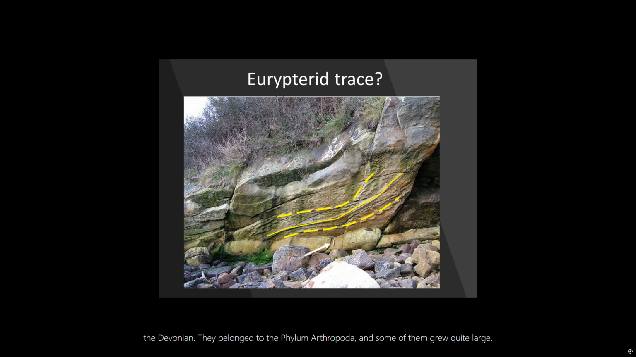This photo is highlighting a probable Eurypterid trace. The dashed lines show where the feet made impressions, and the solid yellow line is where the tail dragged along the sediment surface. For a size comparison, the white arrow near the bottom is pointing at a standard geology rock hammer, which is 22 inches long.